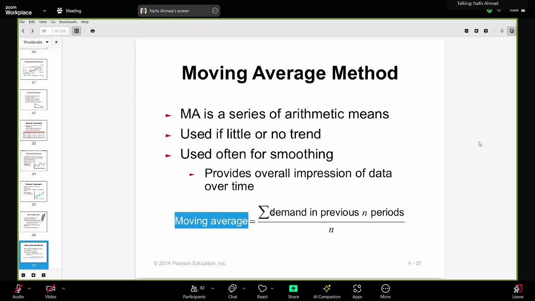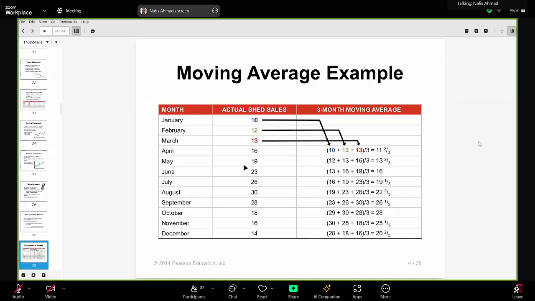So moving average is the demand in the previous n periods divided by n, the number of periods. This is the formula. Here is an example. The demand of an item for different months from January to December is shown in this table. In January, the demand is 10, February demand is 12, and in March, the demand is 13.